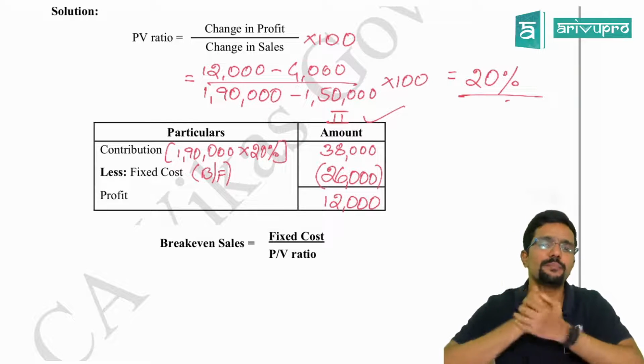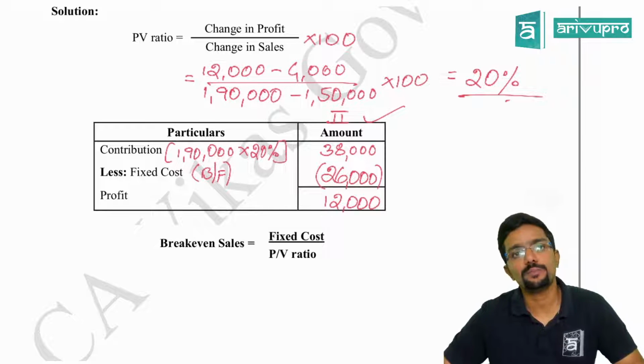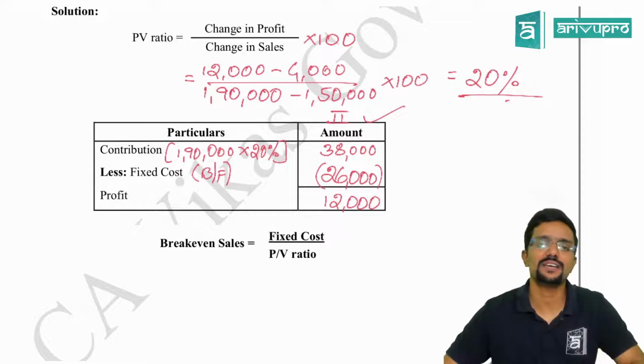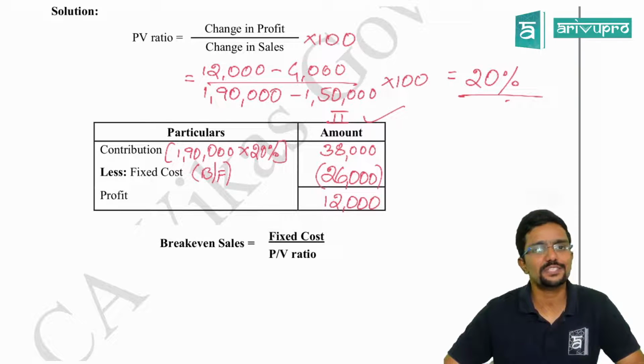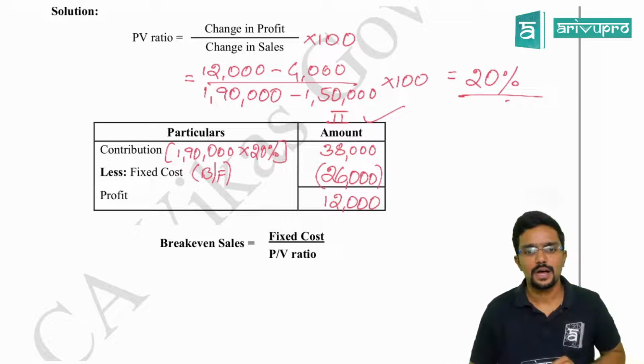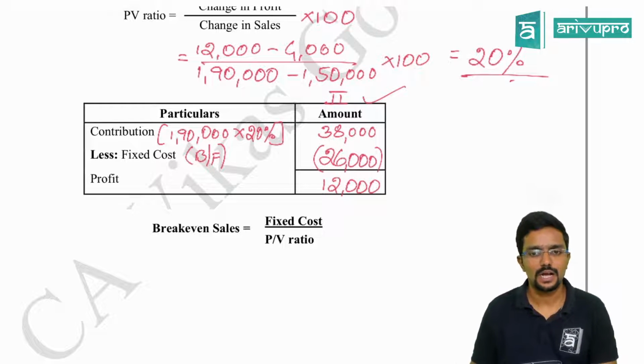Sir, why did you take period 2? Why didn't you take period 1, you may ask me. If I take period 1 also, same fixed cost I will get, because we know fixed cost will not change. So for example, hope you guys are done with this. Are you guys done with this? I will show by doing it for period 1 also.